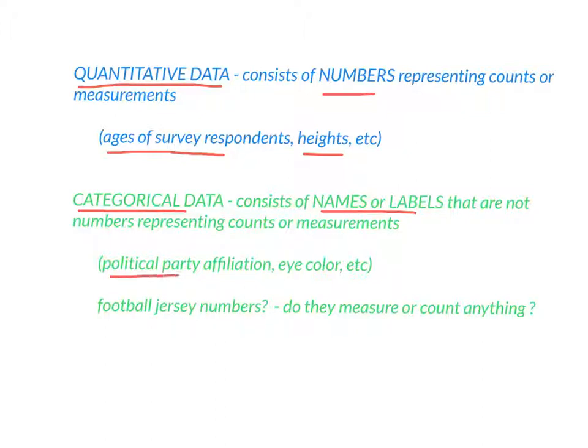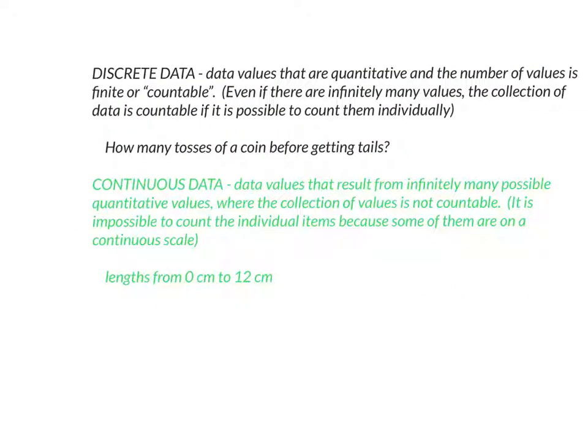Like, what political party are you affiliated with? Are you Democrat or Republican? What's your eye color? Blue, green, brown, etc. Now, football jersey numbers. Those are numbers, but do they actually measure or count anything? And the answer is no. So they're still categorical, and that's a little bit confusing, because you think, well, quantitative is any kind of number, but you have to be able to measure it or count it, and you don't use football jersey numbers to count anything or measure anything.